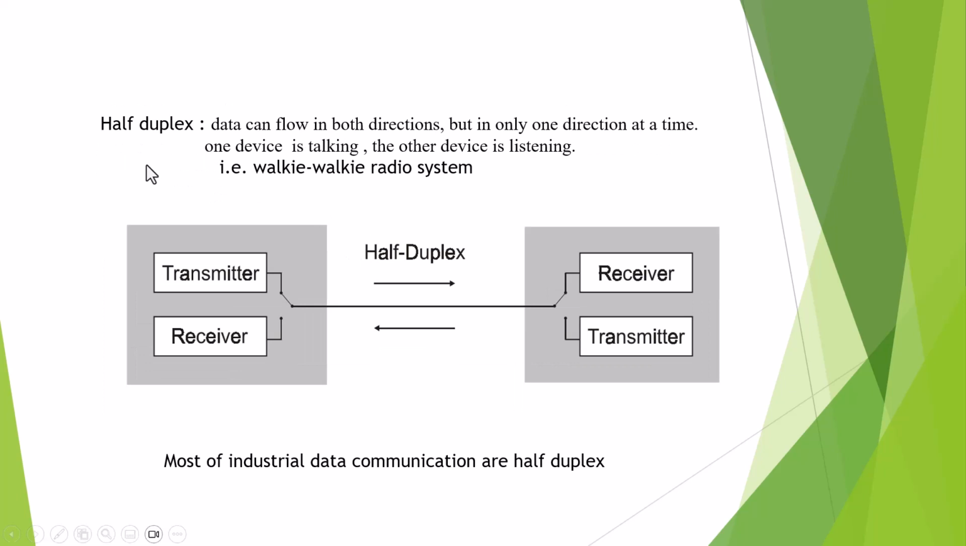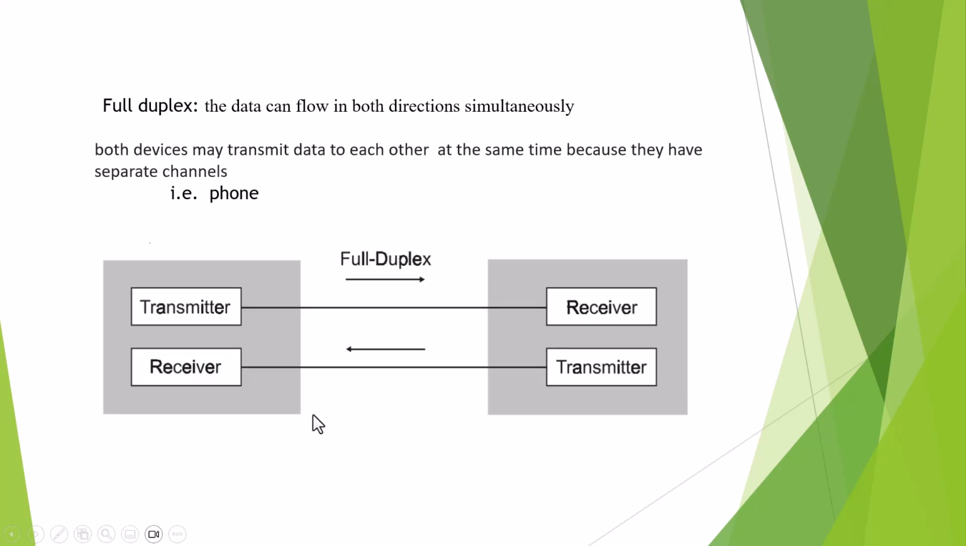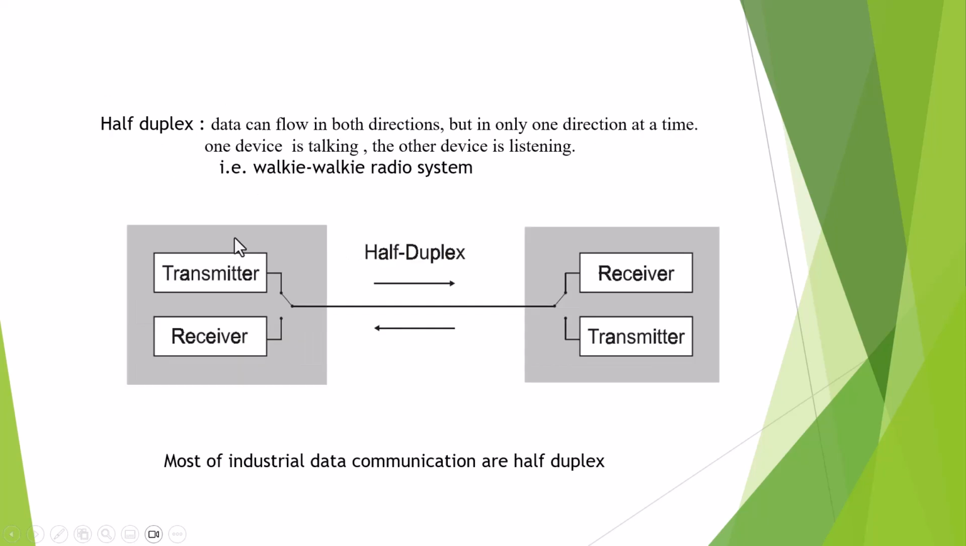A half duplex example is a walkie-talkie radio system. One radio is talking, the other radio is listening. Then the other radio is talking and this radio is listening. This is called half duplex. Half duplex is very popular in industry.